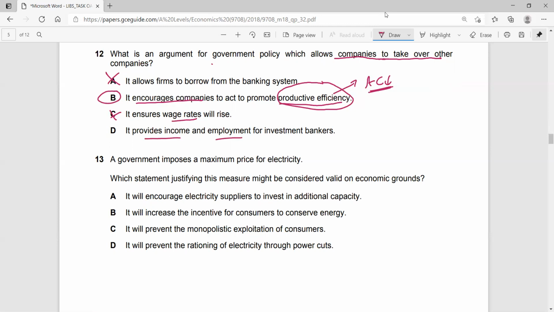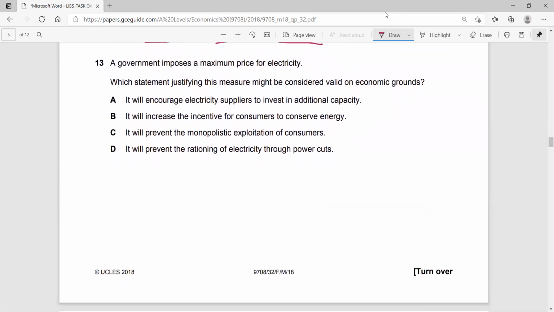It provides income and employment for investment bankers. I mean, it could. It could provide income and employment. It could also not provide income and employment. It's not so clear what the link with investment bankers and acquisitions is, especially based on our syllabus. But even if it does provide income and employment, it's not really the argument for government policy. Governments don't want to make a policy just because they care about investment bankers. They probably care about the larger economy and the larger market in general.